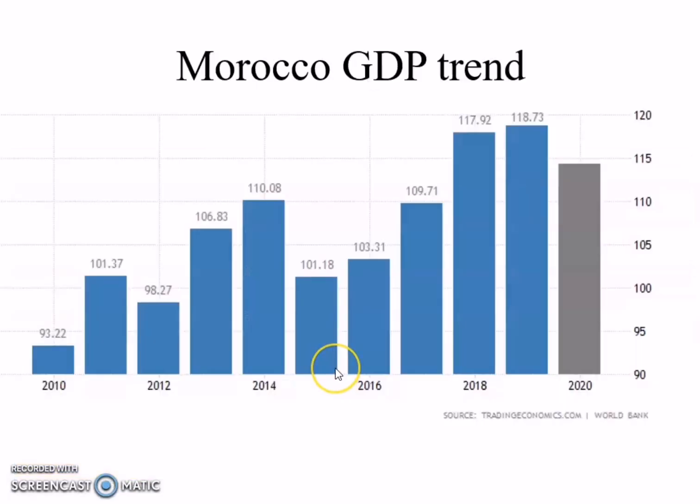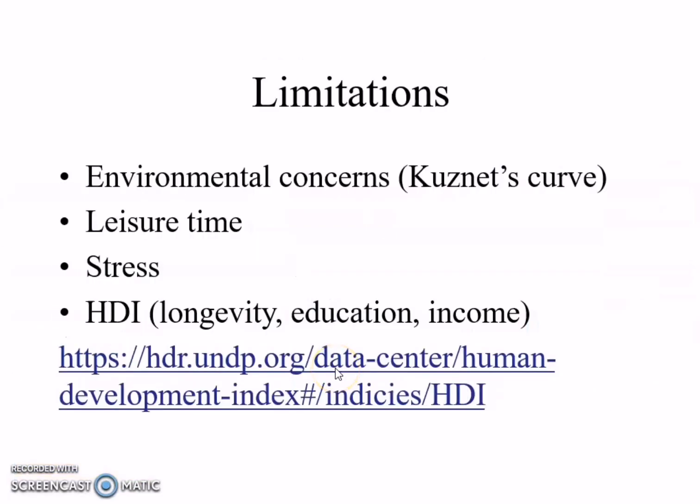Those things I explained. Okay, for the limitations of the GDP, as you see, here we have environmental concerns. There is a curve that is called the Kuznets curve, and I invite you to see what it looks like. Leisure time, stress, and HDI. Those are kinds of limitations because they are not considered in the calculation of the GDP. And for the HDI, I invite you to see this video of 1 minute.